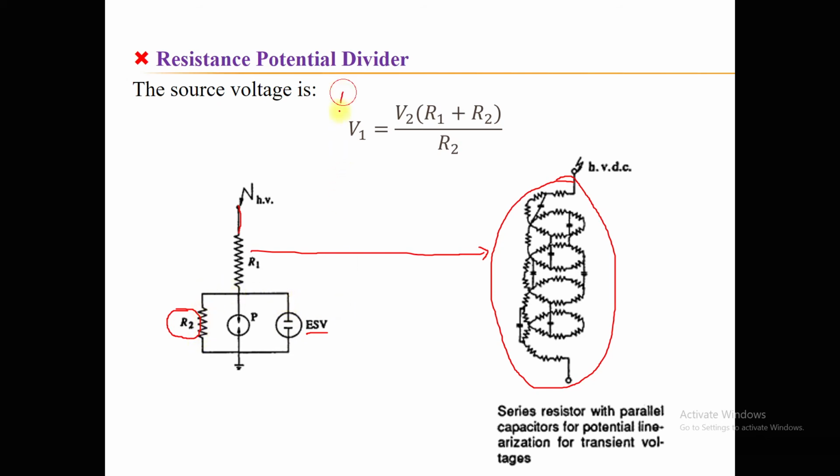Unknown magnitude of voltage can be calculated from this formula: V1 is equal to V2 into (R1 plus R2) divided by R2, where V2 can be read by this ESV, R1 is your high voltage resistor, and R2 is your low voltage resistor. So by applying this formula you can determine the unknown magnitude of voltage.